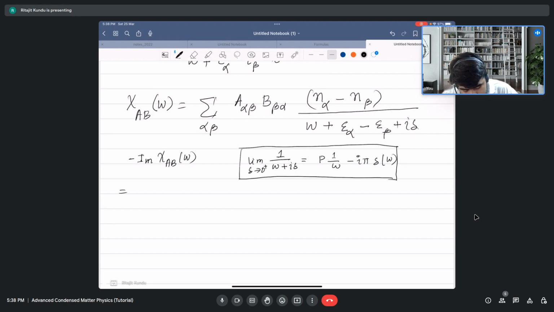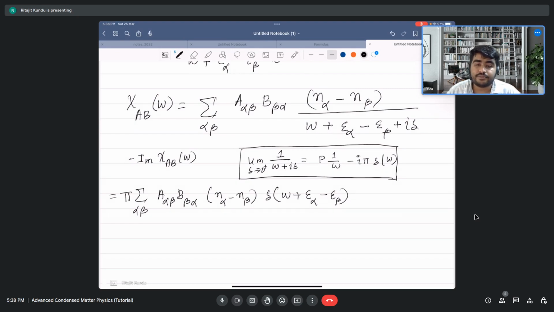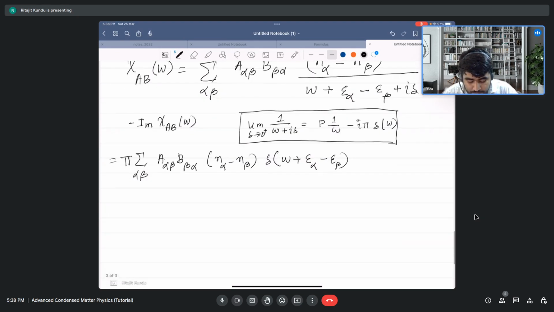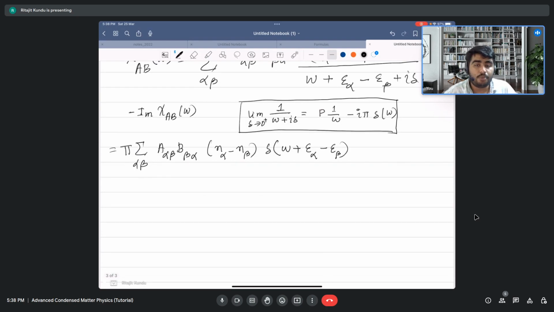So this is given by alpha beta, A alpha beta, B beta alpha, and then there is n alpha minus n beta of the numerator, which stays as it is, and the delta of omega plus epsilon alpha minus epsilon beta. Okay, so I've just followed the formula, and there is a pi multiplication. So this is the imaginary part of a correlation function between two operators A and B, and you will see that this has a lot of information.